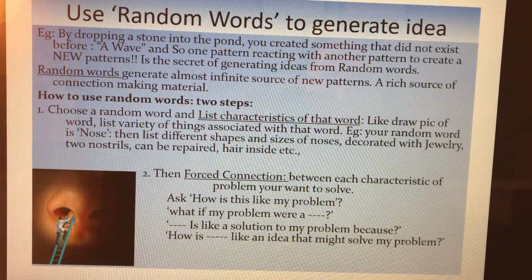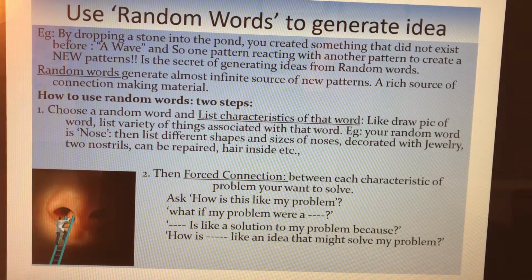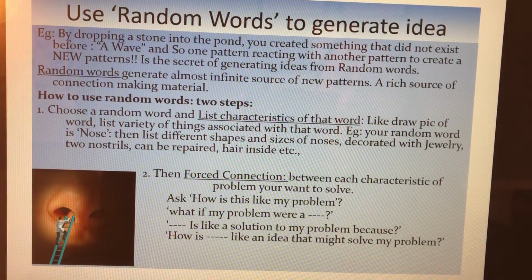So here is an example of how to use a random word. Choose a random word, and list characteristics of that word, like drawing a picture of the word, and listing a variety of things associated with it. For example, your random word is nose. Then list different shapes and sizes of noses. Go into Google Images for nose. A nose can be decorated with jewelry. It has 2 nostrils, sometimes 1. It can be repaired, plastic surgery, Michael Jackson. And it has hair inside.